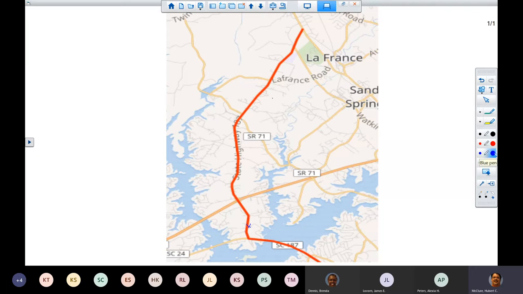Let's see. Pendleton High School is right about, I know what road that is right there. Pendleton High School is right here. And Waffle House in Pendleton is right about there. And the QT is right about here. Okay, so you know where you're at now? All right, so Pendleton High School is right there.